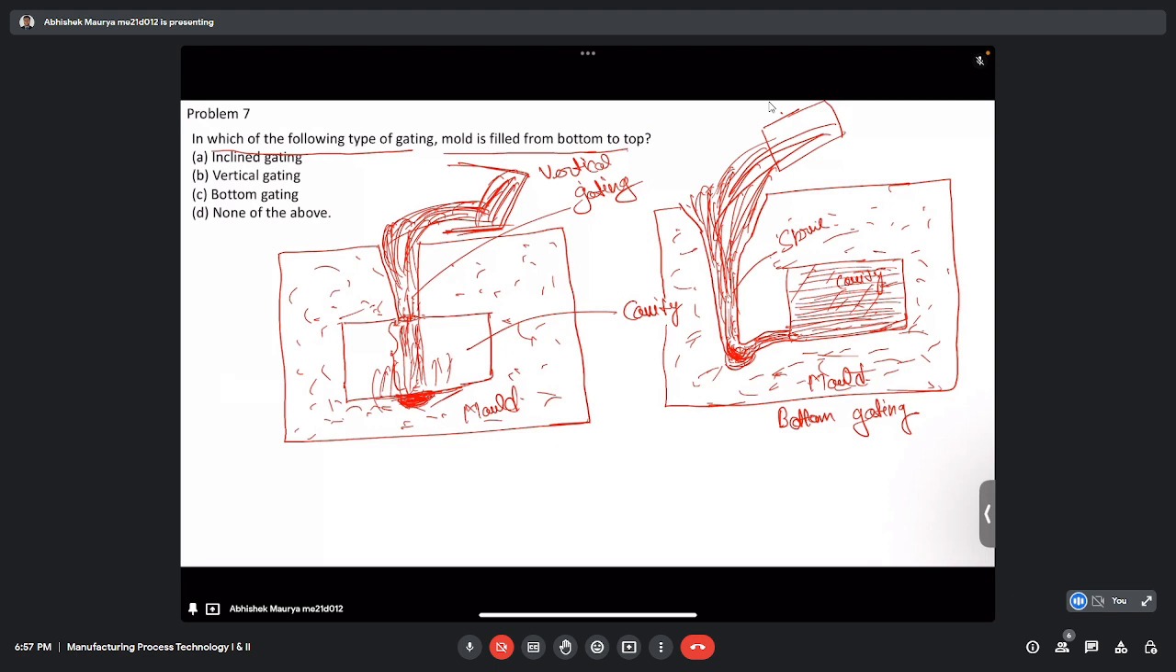And inclined gating, no, this is not a type of gating. So vertical gating and bottom gating, these two are the possibilities. And which of the following types of gating fills the mold from bottom to top? That is bottom gating. So we have seen the advantages as well as disadvantages of both types of gating system. So it is clear to everyone. If any of you have a doubt, please let me know. Otherwise, we will move to the next problem.